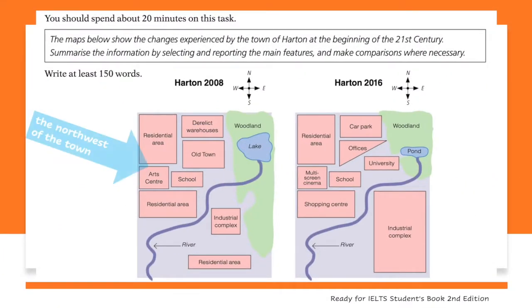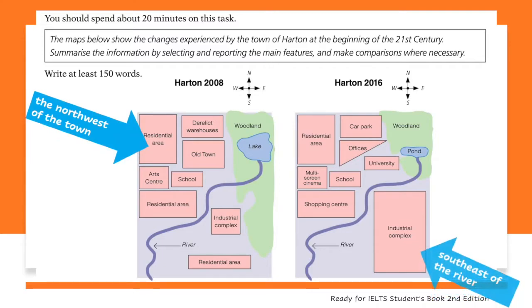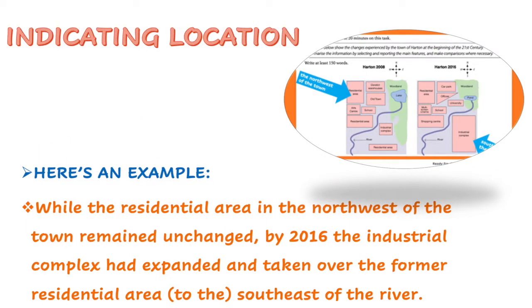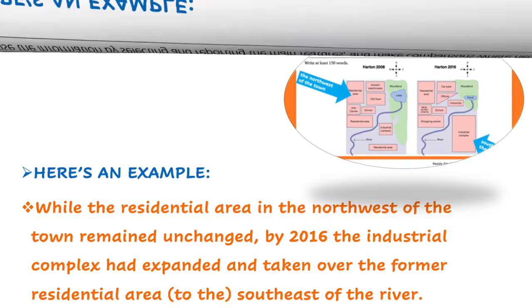Okay, let's zoom in, let's look at the two areas that I've selected, and let's see what the changes were. So here's something I would write. While the residential area in the northwest of the town remained unchanged, by 2016, the industrial complex had expanded and taken over the former residential area to the southeast of the river, or simply southeast of the river.